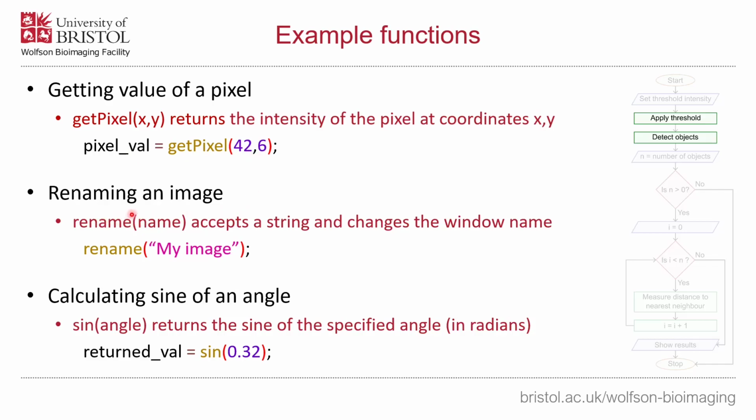You could have one like the rename function. So this one accepts an argument. In this case, it's the name, or the string, that you want to rename the active image in ImageJ. So whatever image was currently active would then become called my image, and you would see that updated in the title bar of that image. There are also mathematical operations. So again, this follows a very standard function format where returned val equals the sine of 0.32, and in this case it's given back in radians. And that's the sort of thing that you would know just by reading the documentation for that particular function.